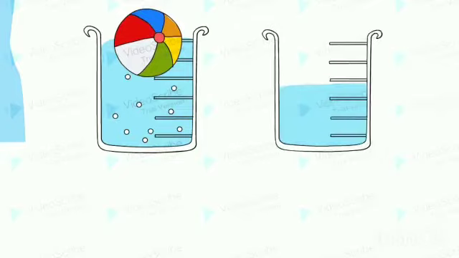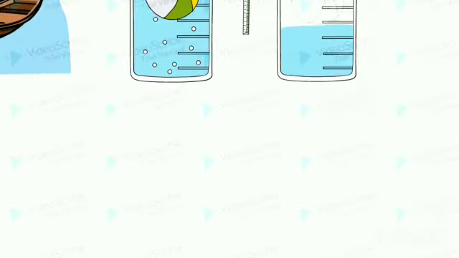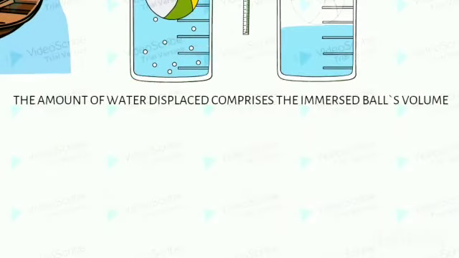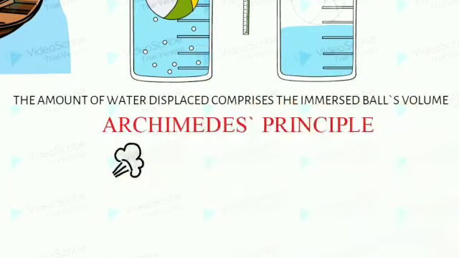Also, there is a relation between the buoyancy and the displaced liquid. The buoyant force is equal to the weight of the fluid it displaces. This relation is called Archimedes' principle, being applicable for liquids and gases, both fluids.